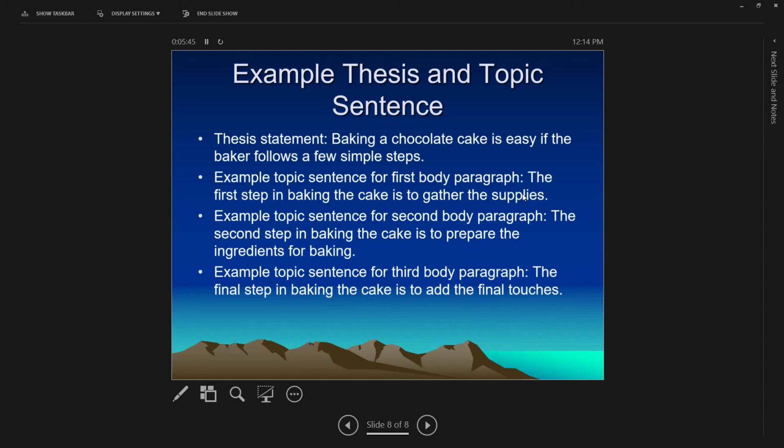So in the first paragraph, we're going to be talking about what? Gathering the supplies. We're going to talk about going to Kroger and getting the eggs and the milk and the flour or the box of cake mix, whichever. And in the second body paragraph, we're going to talk about preparing the ingredients for baking. So we're going to talk about mixing our wet ingredients and then our dry ingredients and then mixing those together and pouring it into a cake pan and all of that. And in the last body paragraph, we're going to talk about putting icing on the cake, decorating it, all that kind of stuff. So that's how your topic sentences should work.